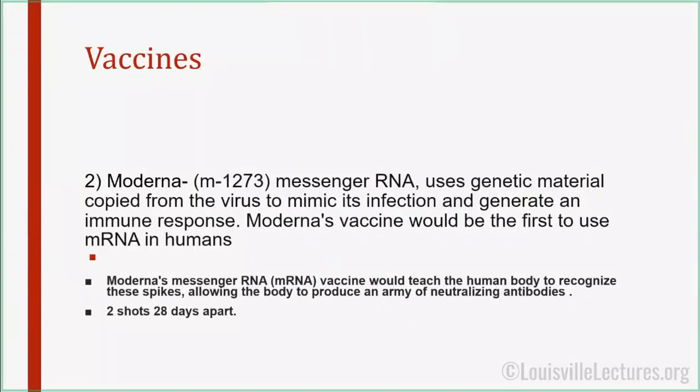The second vaccine, and this is one of the messenger RNA vaccines, is Moderna. I'm sure most people heard about this in the news lately. Again, it does use the encoding of the RNA to make spike proteins once it's injected in the body and taken up by the cell. The spike proteins are manufactured and then antibodies are made against it. The thing about the Moderna is it's a two-shot vaccine, and the two shots are given 28 days apart.